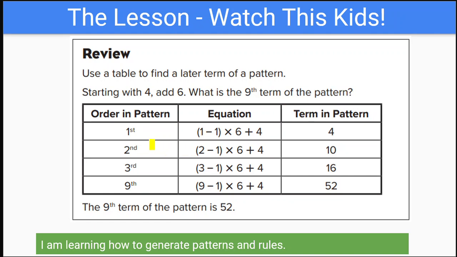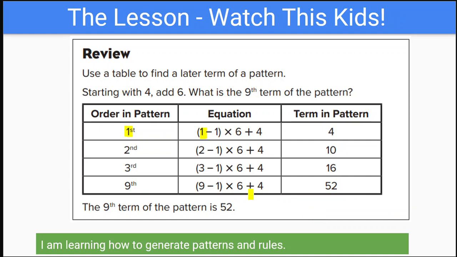Okay, well, if we look at this, this is the first order in the pattern. It's the very first thing they want you to do. And it so happens that they also put that number right here each time. So the pattern is take whatever order number it is, subtract 1 right there, then multiply that by 6, and then add 4. Now, something that they never told you about before is that you have to do multiplication and division before you do addition and subtraction.